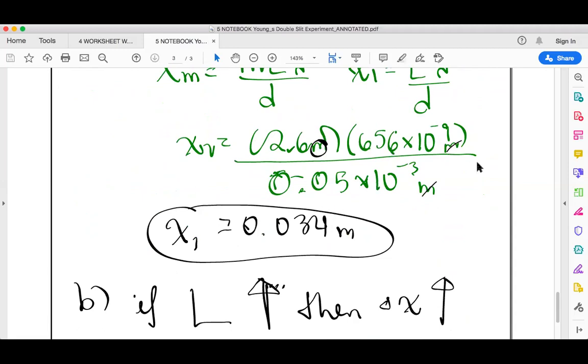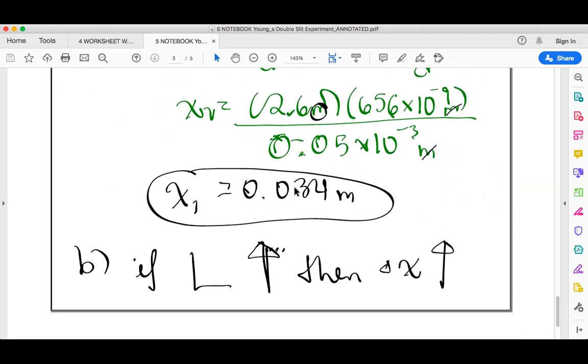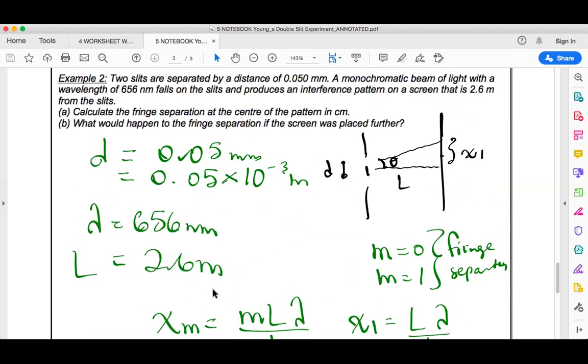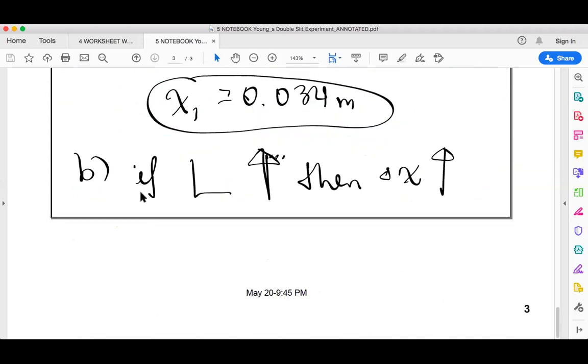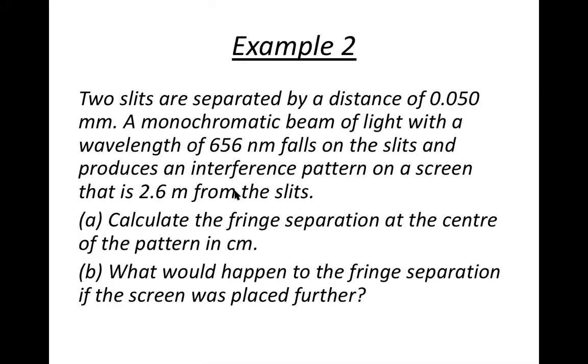Notice the conversion to meters. So notice you should be getting lots of practice in converting with nanometers because of the wavelength of light being so small, and millimeters because of the slit widths being so small. Anyways, we get 0.034 meters or 3.4 millimeters. And in the second part, it says what would happen to the fringe separation if the screen was placed further. So if we increase L, then we're going to increase delta x.